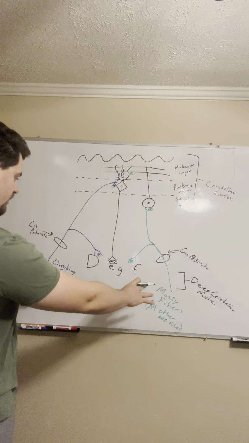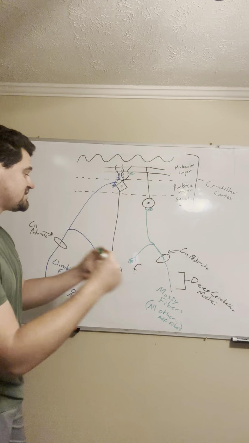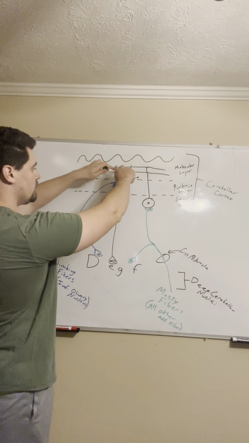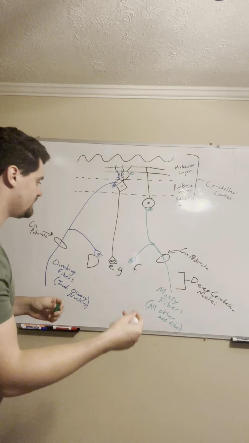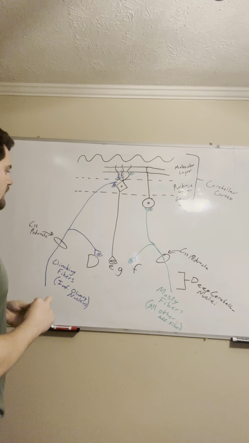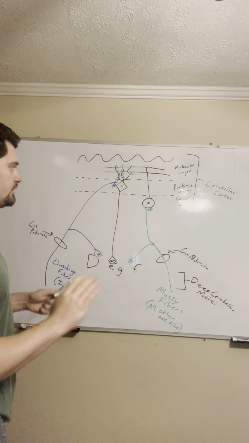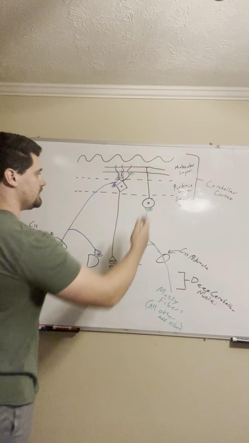So regardless of whether we're talking about climbing or mossy fibers, it is going to initially stimulate the deep cerebellar nuclei, but then it is going to, by way of the Purkinje fiber, inhibit that deep cerebellar nuclei.